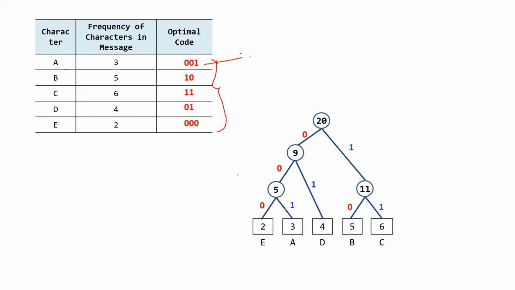The length of this optimal code is 3. The length of this optimal code is 2. So it's a variable length encoding scheme. And this process is what is called Huffman coding. Huffman coding uses a greedy approach to generate optimal codes for the given message.